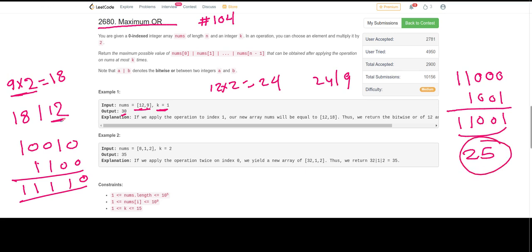So we have 25, and here we have 30, and this is the maximum, so we will use this k to multiply the 9 instead of the 12. Thus the answer is 30.